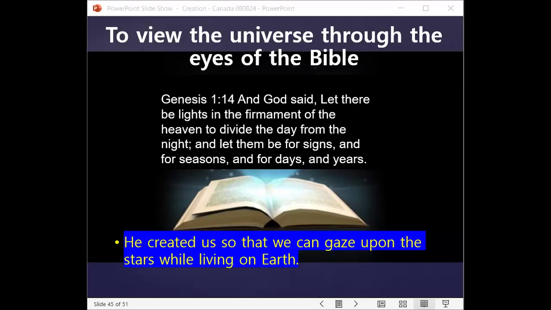It may be possible if your mission is to go and die there. It may be possible, a one-way ticket. But a round trip, I don't think it is ever possible. But even if we assume that it is possible, it's only up to Mars. That's it. So that means the stars are not there for us to explore physically. They are created so that we can gaze up at the stars while living on Earth. Okay, it's written there like this in the Bible, and it is scientifically proven.